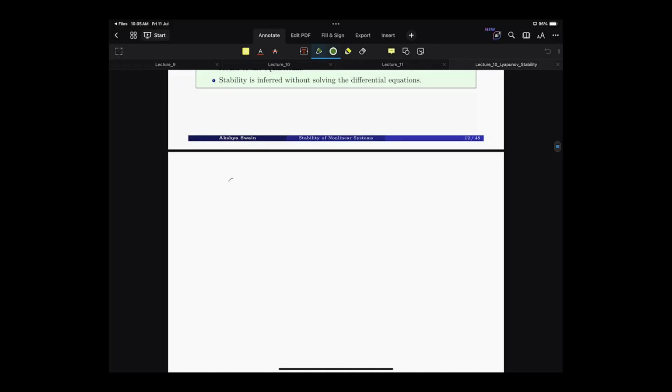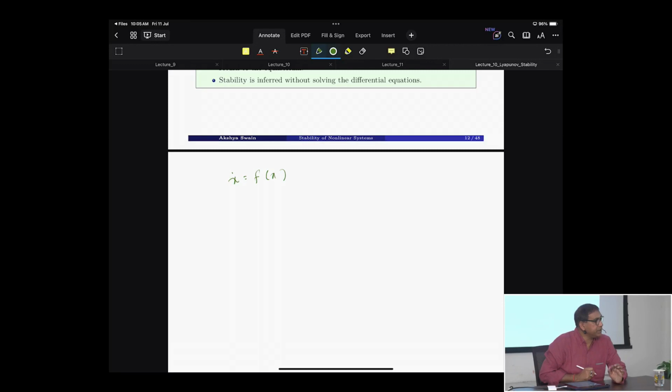Now I have got a nonlinear system, x dot is equal to f of x. I'll tell you, this particular system has got multiple equilibrium points. Right? So what do we do in linearization? We compute the Jacobian at each of the equilibrium points, we find the eigenvalues, and we say whether the system is stable or unstable, right?